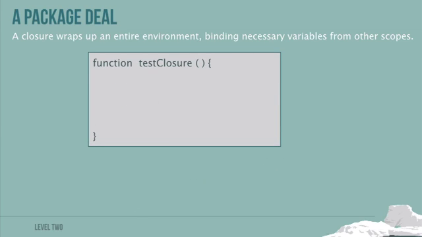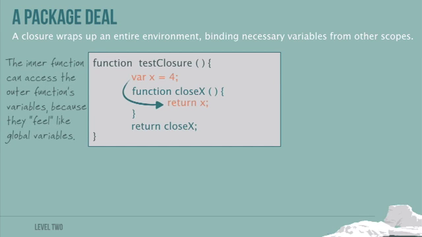Now let's make it just slightly more complex. So now we'll establish that same x variable as 4, and then we'll build a new function inside of our testClosure function, and we'll call that function closeX. Now inside of there, we will return the x variable, and then inside of the testClosure function, we'll return the closeX function. Now here, the inner function will be able to access the outer function's variables. Why? Because they feel like global variables to that innermost function.